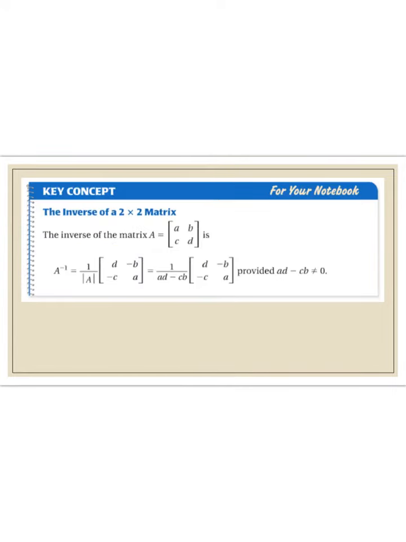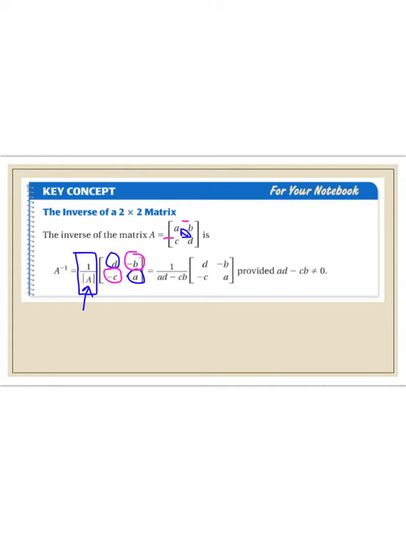Okay, so the main idea for the inverse of a 2x2 matrix is this. First, we have 1 over the determinant of A. Remember, that's the symbol for determinant of A. So 1 over the determinant times this new matrix. And if you notice, A and D have switched spots from up above. Okay, so flip the positions of A and D. And also, B and C now have opposite signs. So you need to do the opposite sign for B and C, but they stay in the same spot.